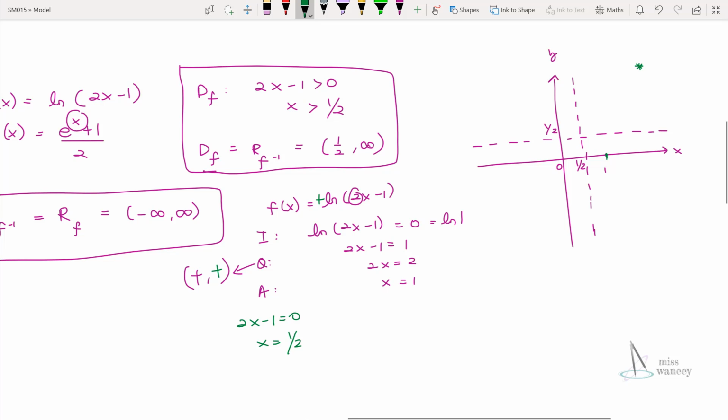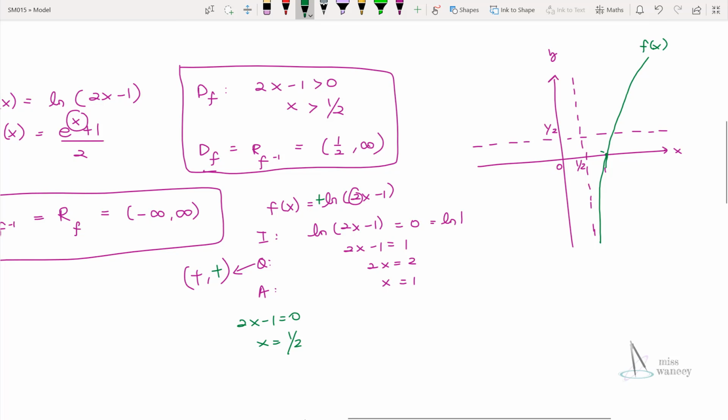Okay, bismillah. Okay, so it's supposed to be something that looks like this. Okay, boleh lah. Padam pula. Okay, so now this is for f(x).